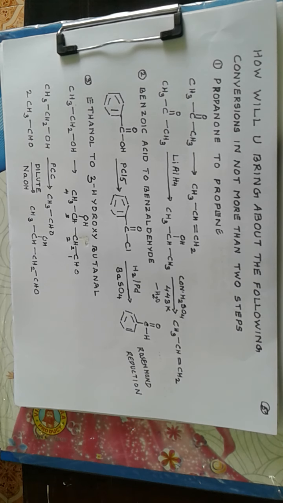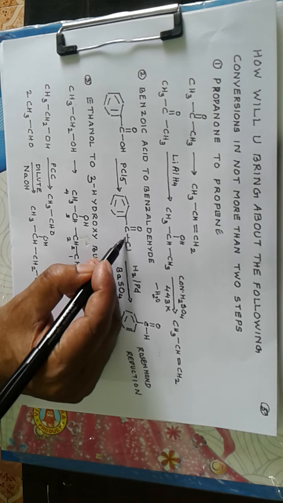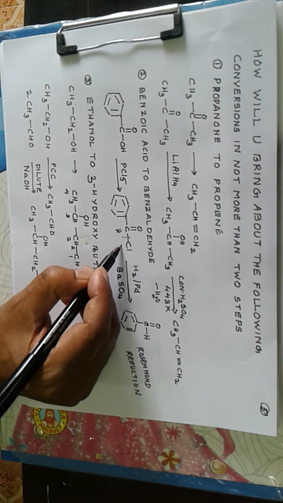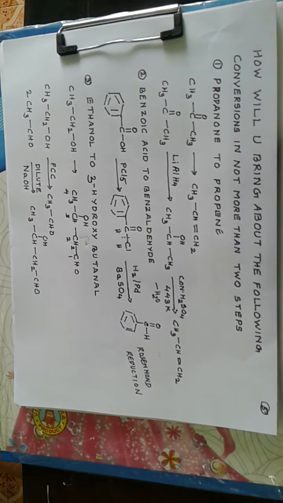So all name reactions are important. There is Clemmensen's reduction, which is reduction of aldehydes and ketones, where the CO group is reduced to CH2 by zinc amalgam and HCl. So that is Clemmensen's reduction. With hydrogen and palladium on barium sulfate, this C-Cl bond breaks and 1 H comes here, CHO is formed.